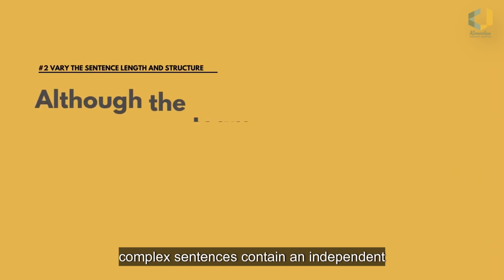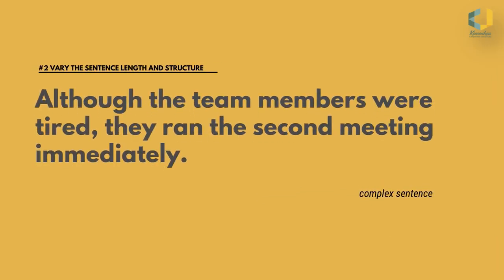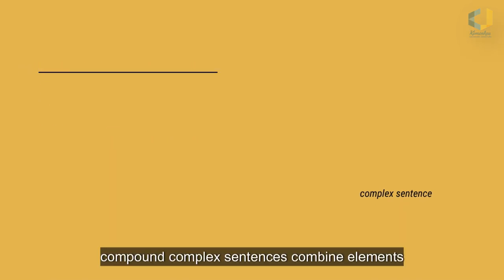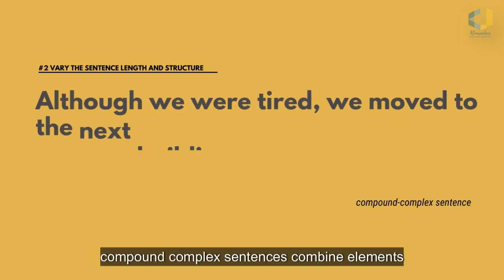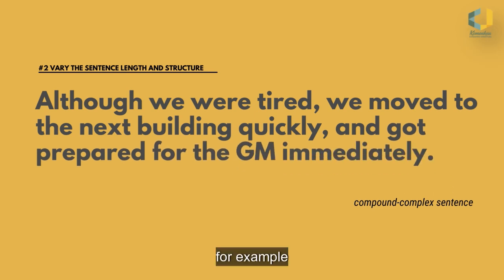Complex sentences contain an independent clause and one or more dependent clauses. For example, although the team members were tired, they ran the second meeting immediately. Compound-complex sentences combine elements of compound and complex sentences. For example, although we were tired, we moved to the next building quickly and got prepared for the GM immediately.